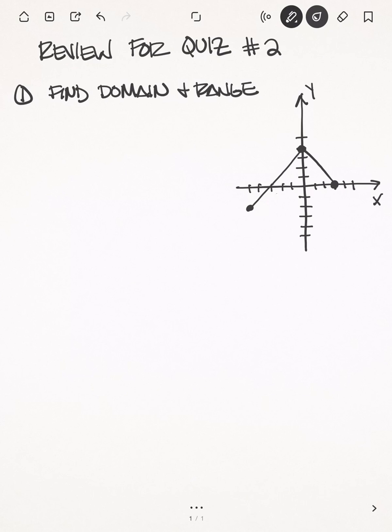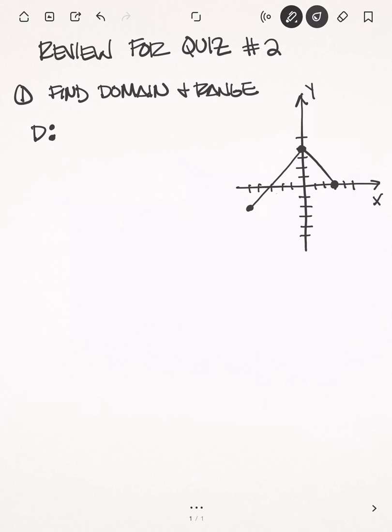Today we're going to review for quiz number 2. This quiz goes through lesson 333. We're going to start with a domain and range problem. So here we have a graph. We want to find the domain and the range.